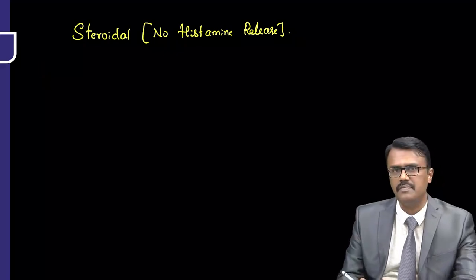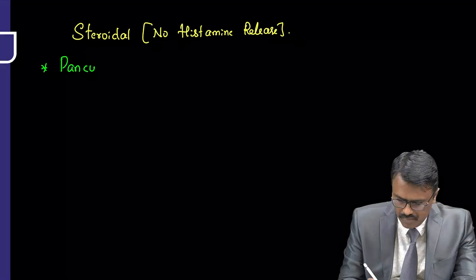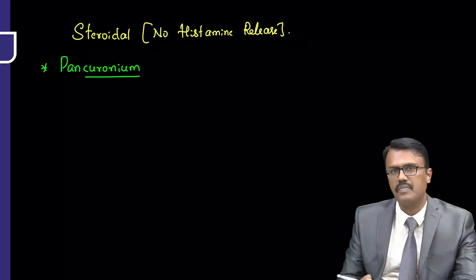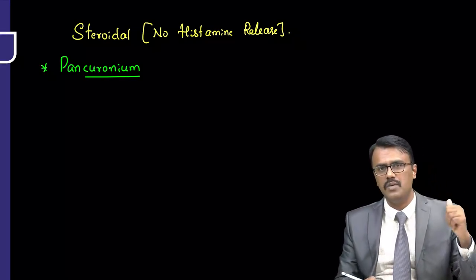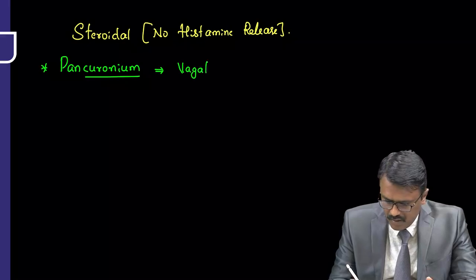Okay, I'll repeat here. What is the drug name? Steroid derivative, the name is called pancuronium. Now you can see here, it ends with curonium. There it was curium, here it is curonium. And pancuronium has vagal blocking property.